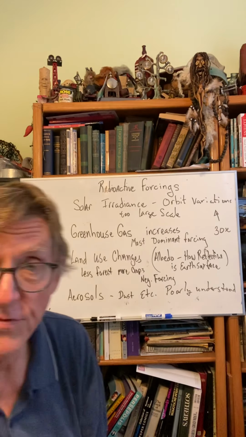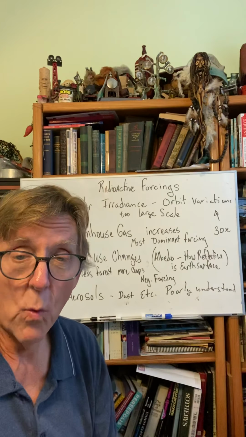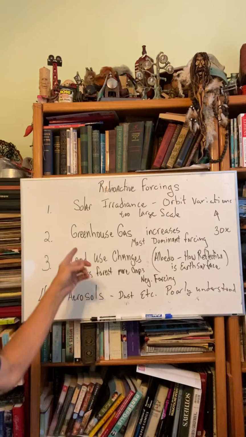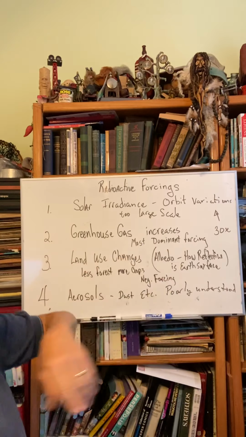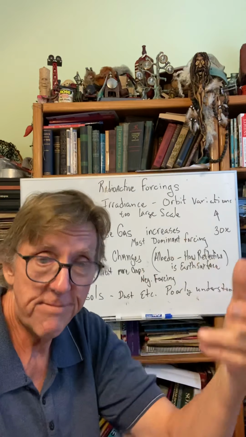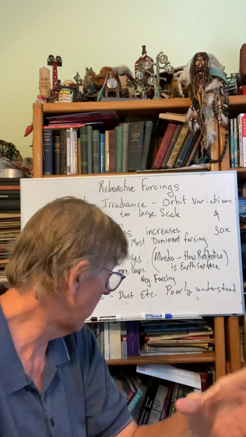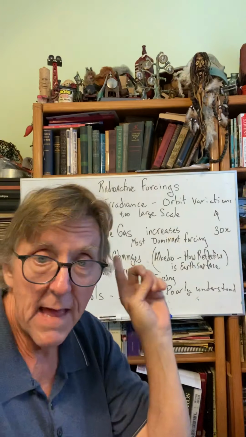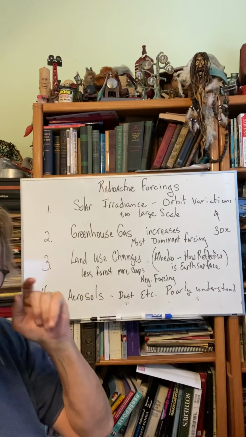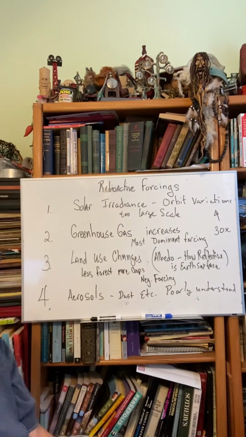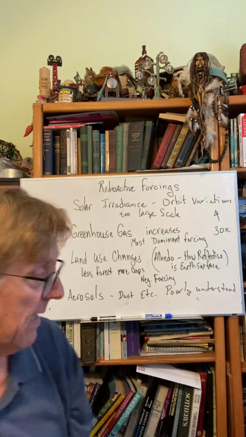The next possible source for temperature rise would be greenhouse gases, and it was found that this is the most dominant force in these computer models. It was shown to be 30 times greater than solar irradiance as a possible explanation.